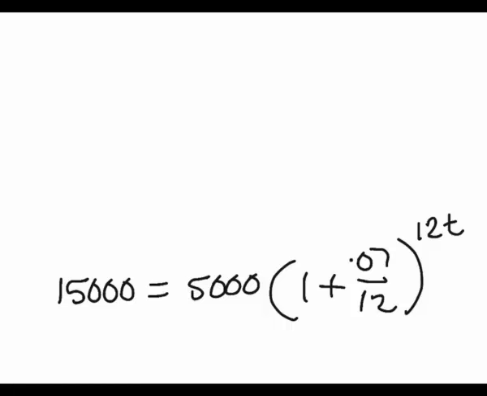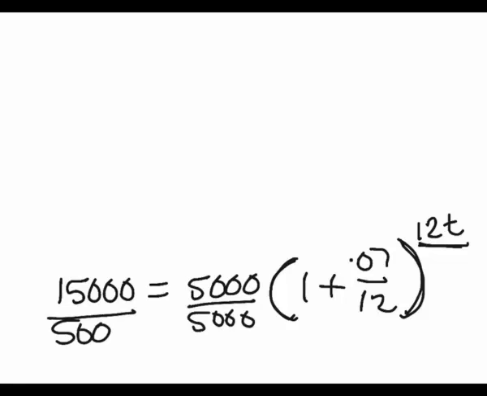Okay, so now I need to isolate the exponential expression. Now here, you guys, what's in parentheses is what's being raised to the 12t power, not the 5,000. So we can actually divide both sides by 5,000. That's gone.